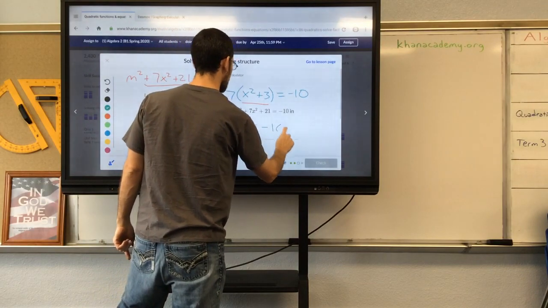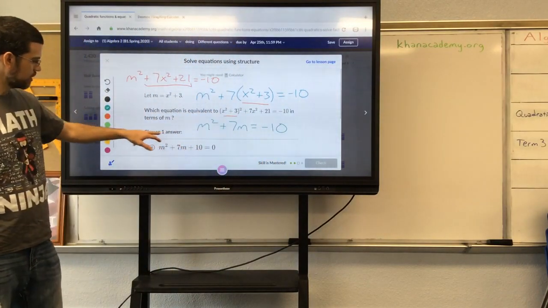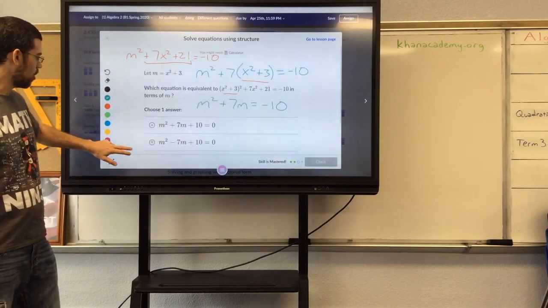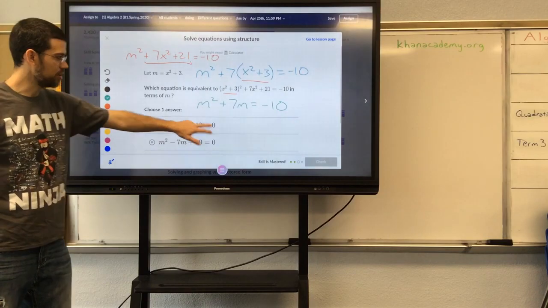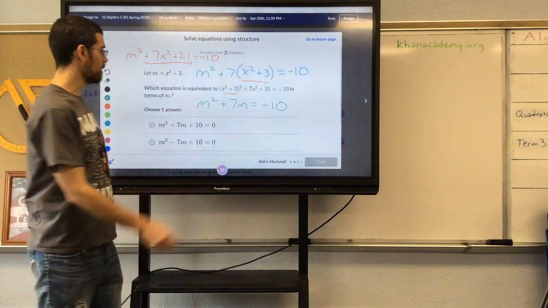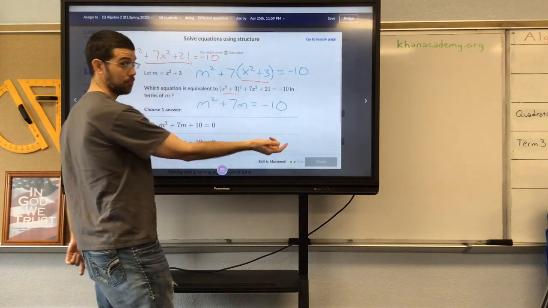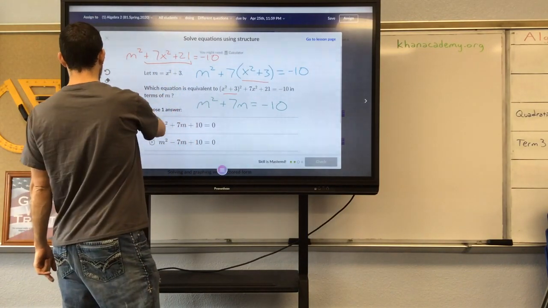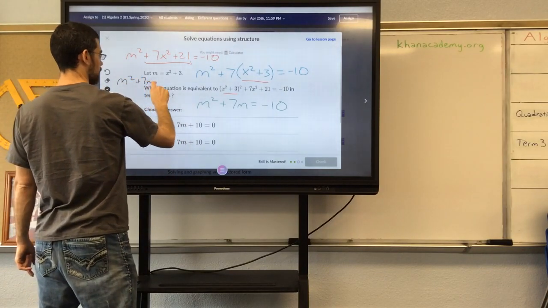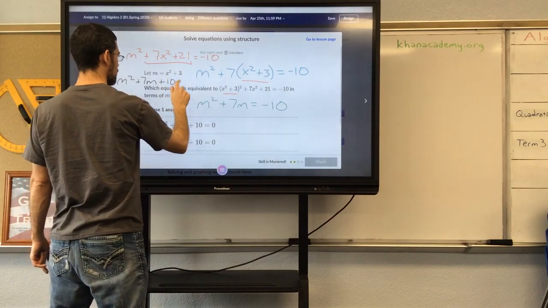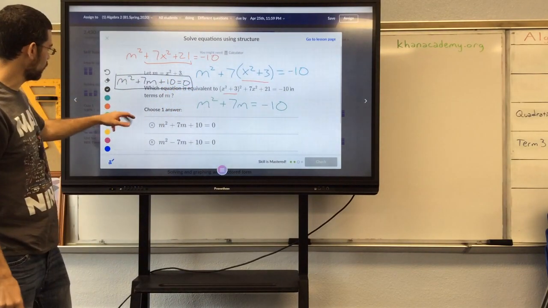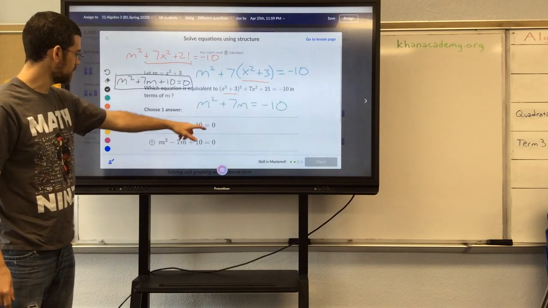equals negative 10. And I notice when they tell us to choose one answer, actually all their answers have zeros here. So we need to move the 10 to the other side of the equation. That will be done by addition. So we get m squared plus 7m plus 10 equals 0. That's the answer we're going to look for. M squared plus 7m plus 10 equals 0.